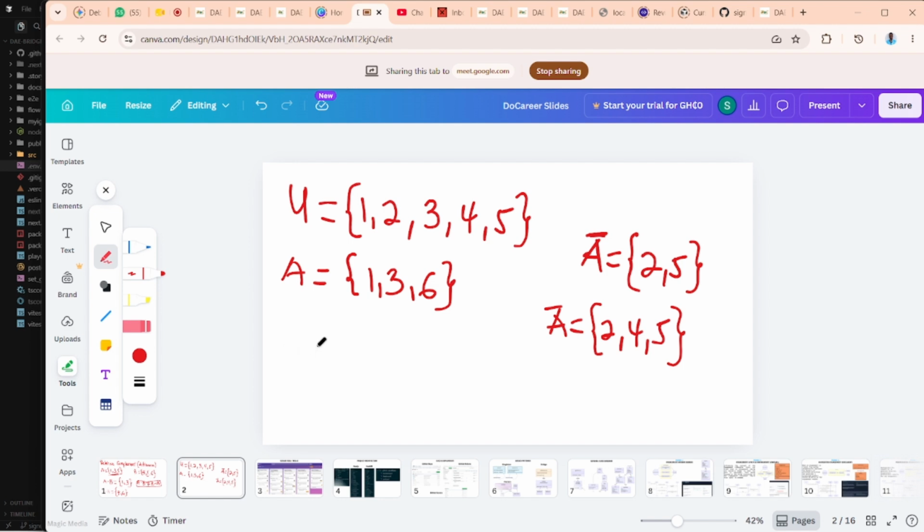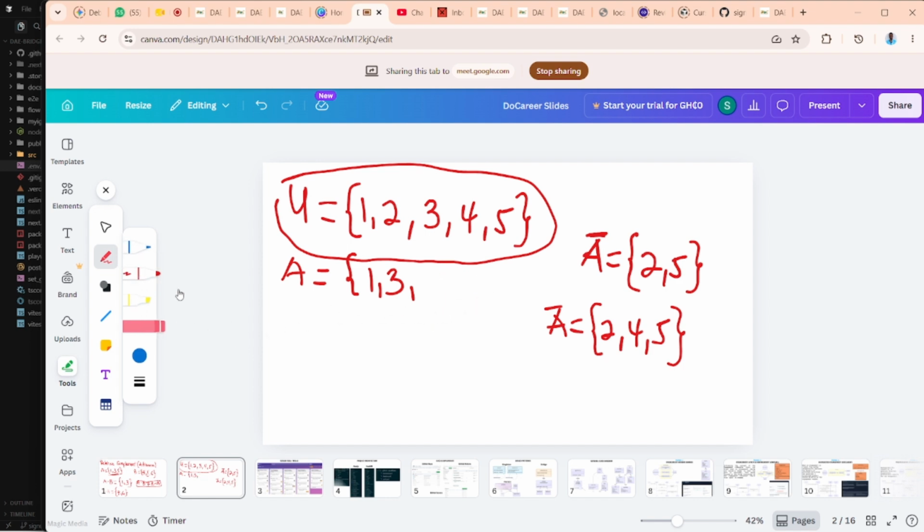Actually, the question itself is not valid. It was intentional, right? The universal set defines every object that you should be working with. But you see, A is having 6. I intentionally put 6 there. So these things are not related. This question is wrong. A cannot have anything that's not inside the universal set. So this is an invalid question.